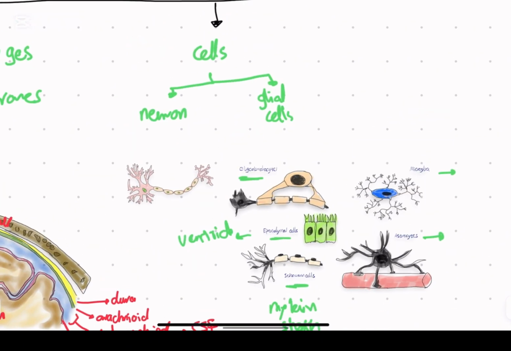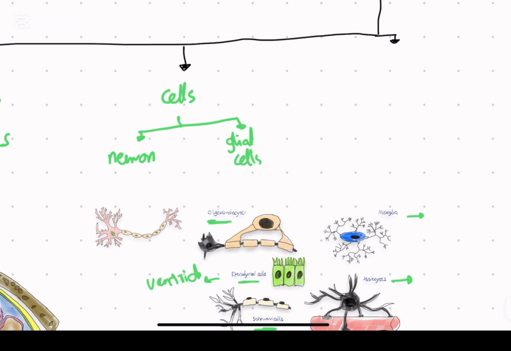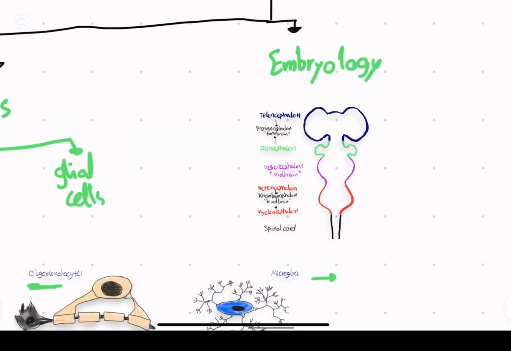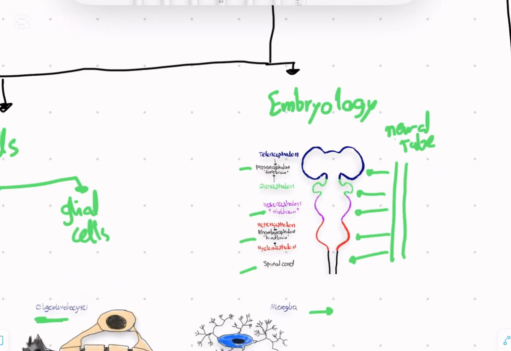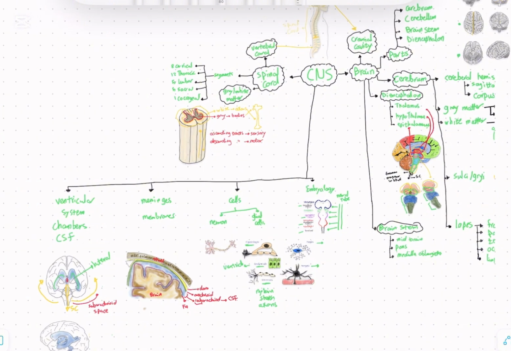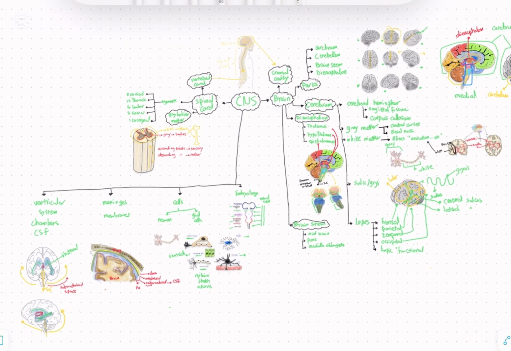Lastly, we have the embryology of the central nervous system, or the development of the nervous system. In the beginning, we have something called the neural tube, and then in this tube we will have vesicles. These vesicles will form the different parts of the brain. That is all for today's video. In the next videos, we will go deeper into each part.